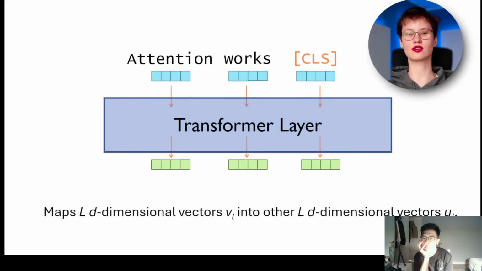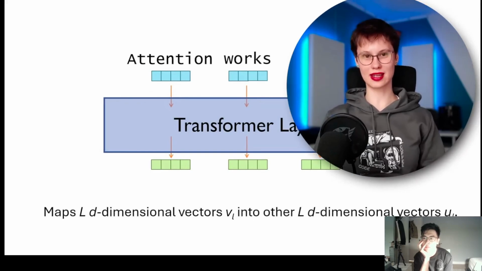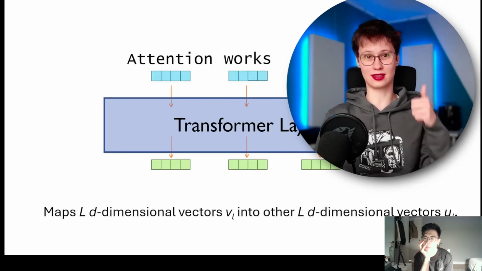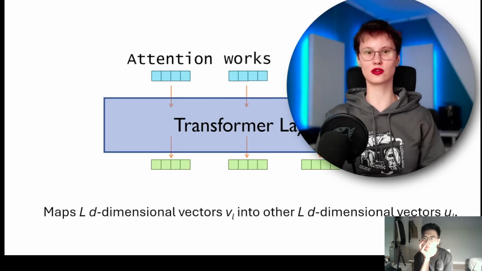Yeah, so that's why we do all of these transformer layers to get better representations. And in short, transformer layers map L d-dimensional vectors into other L d-dimensional vectors. Okay, but now that we know that transformer layers take vectors as input, the natural question that arises for language models is how to represent text as vectors. Text is discrete, text is symbolic, and vectors are continuous, so how to transform that?